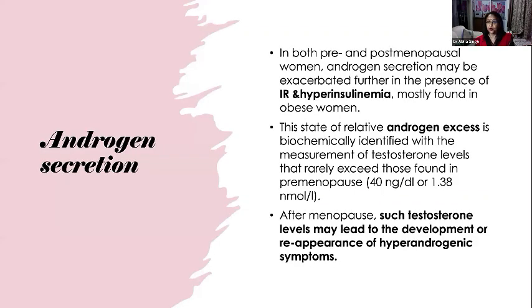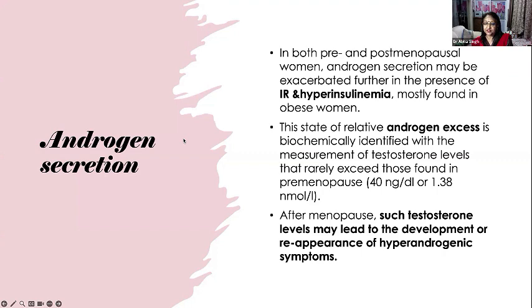Now, in both pre and post-menopausal situations, the androgen secretion may be exacerbated further in the presence of insulin resistance and hyperinsulinemia. So this is one of the conditions which we can find in obese post-menopausal women, and so they may have hyperandrogenism. Now, this state we have to call a relative androgen excess. This is biochemically identified with the measurement of total testosterone levels, which should not be exceeding the pre-menopause levels. The pre-menopause levels are about 40 nanograms, but they should not be exceeding this in the post-menopause. That is the most important thing to learn.